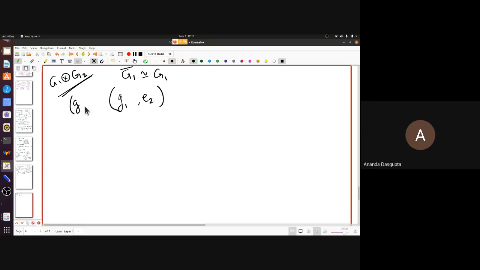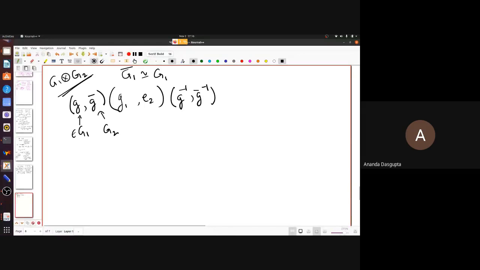So you take any element (g, g bar), where g belongs to capital G1, g bar belongs to capital G2, and take its inverse. Now, I did not prove this, but it should be very easy for you to work out. The inverse, simply because the groups essentially work on their own, is simply (g inverse, g bar inverse). Each one gets inverted on its own. Because when you multiply this and this, you're going to get identity of the first group, identity of the second group.